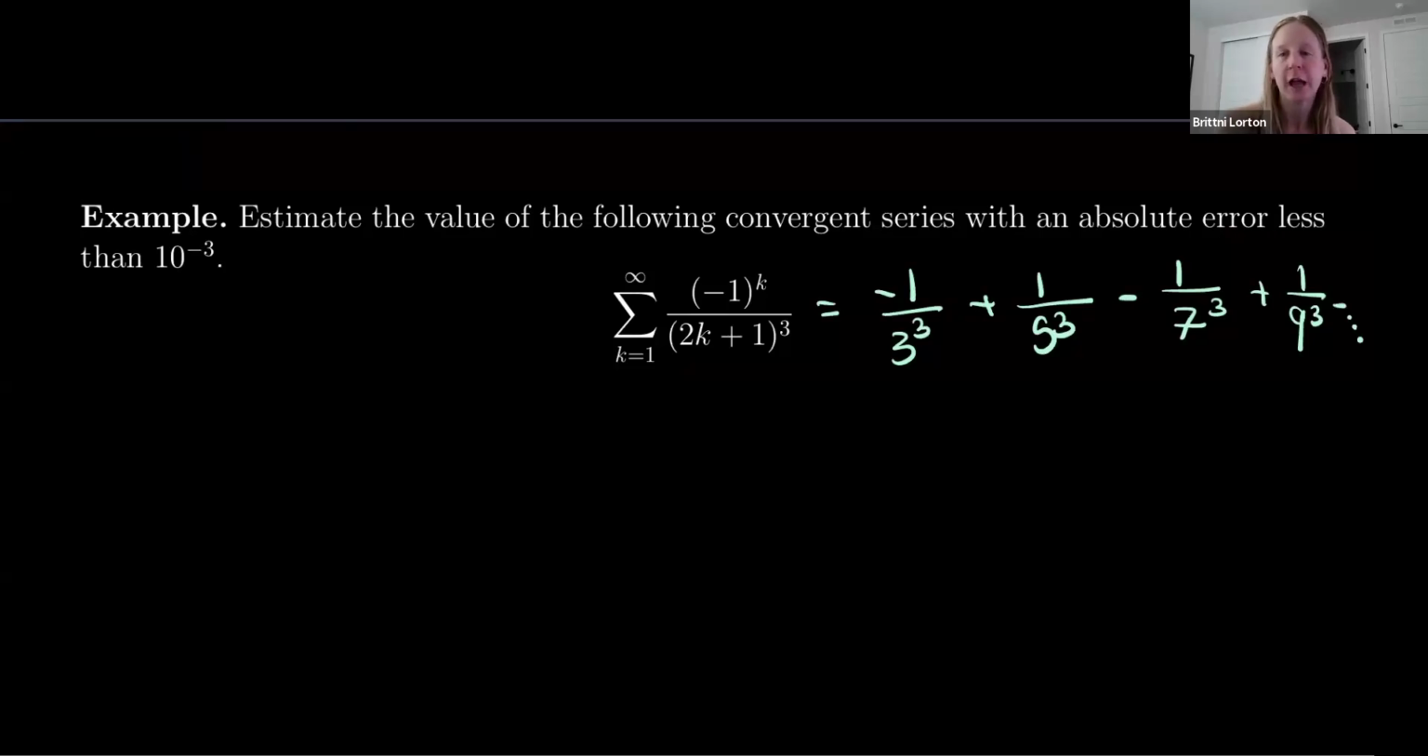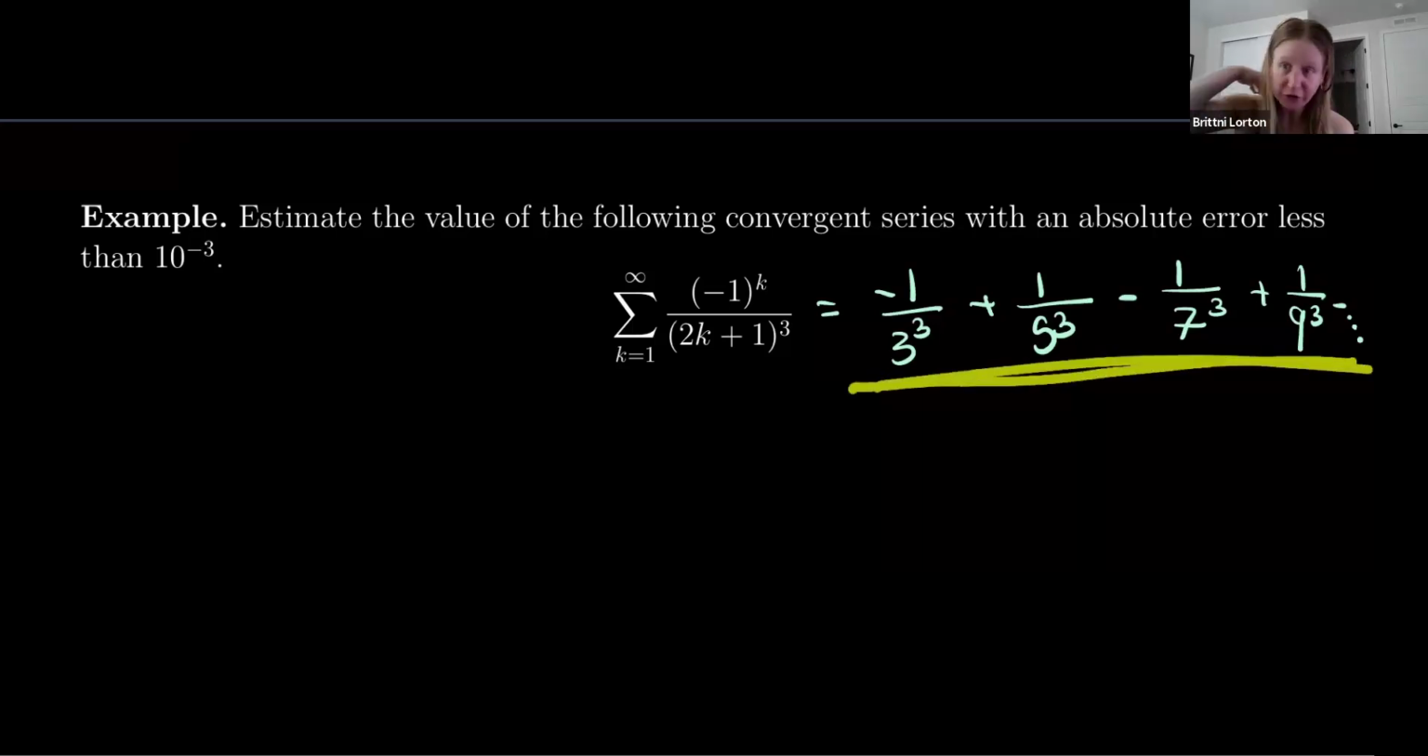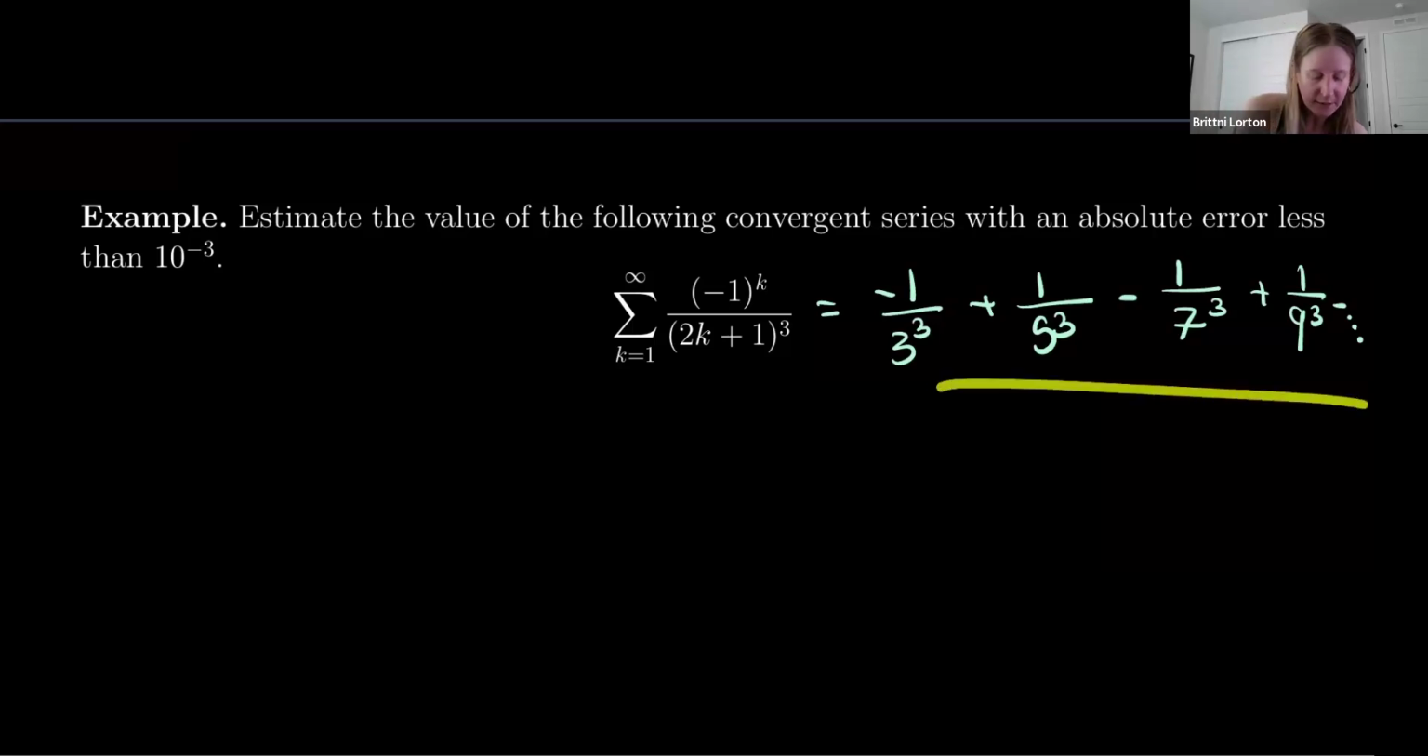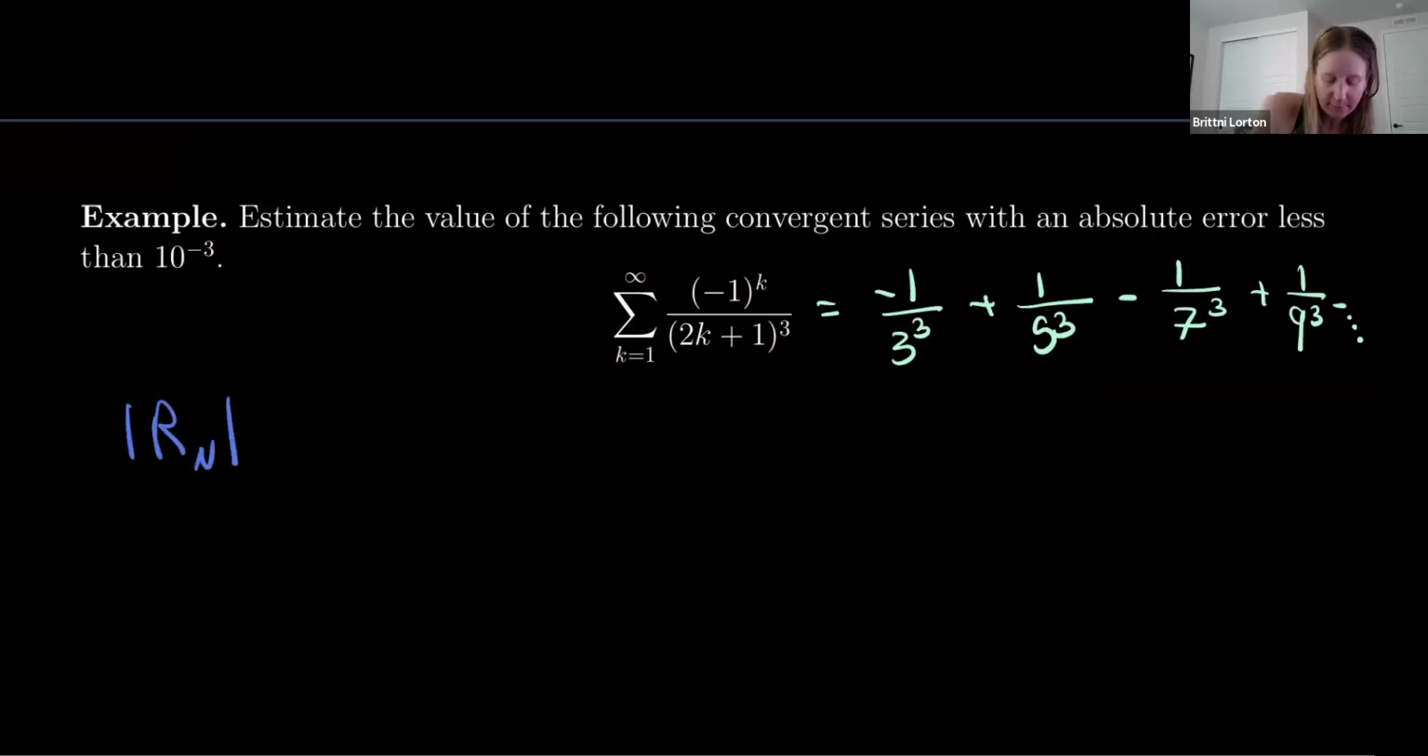How many should I add up? Should I do the first 100 terms? Should I do the first 7? I have no idea. How many should I add up to make sure that my error is less than 10 to the -3? Well, we know that the absolute value of my remainder is less than or equal to the first neglected term, and I want that to be less than 10 to the -3.